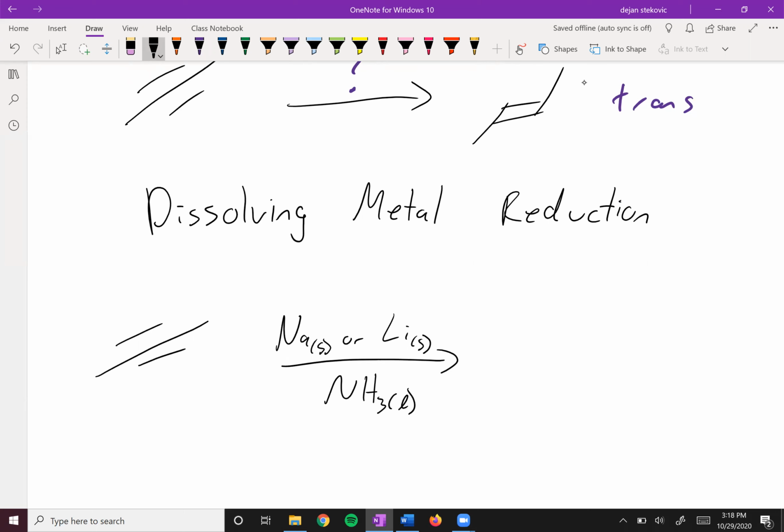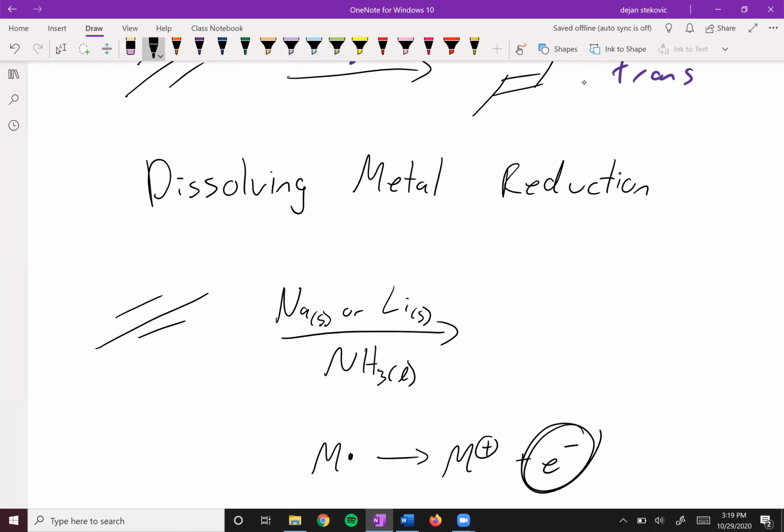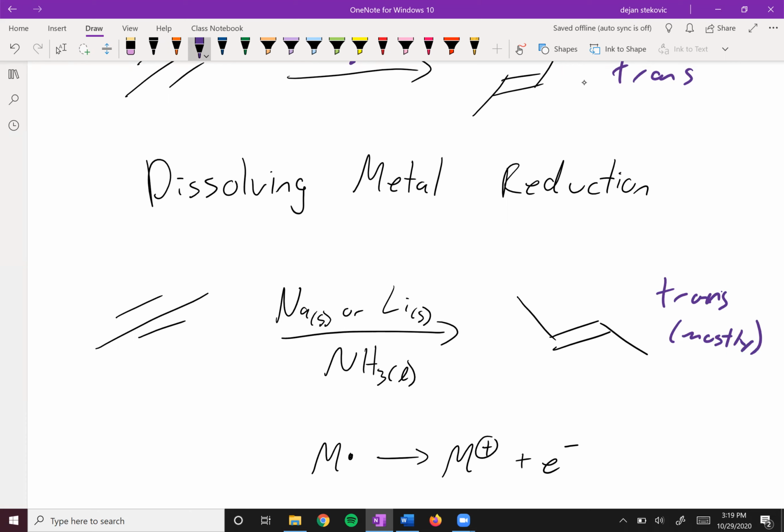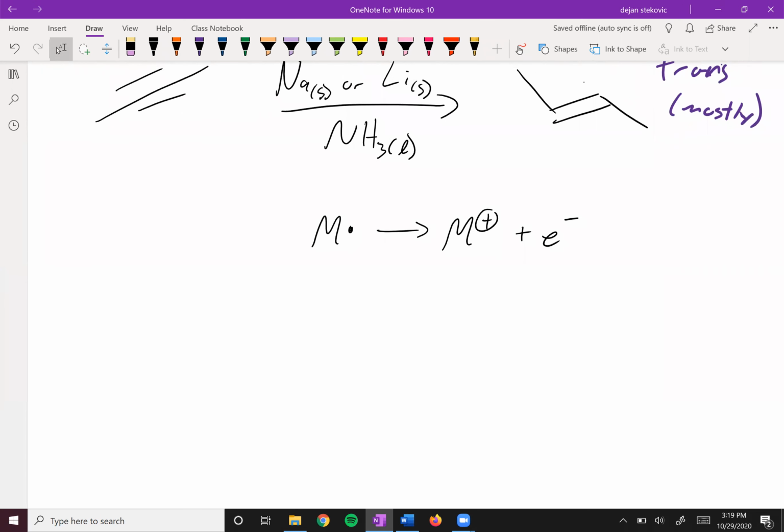Again, that's going to be very cold conditions, like -33 degrees Celsius. If you think about our sodium and lithium, these all have one valence electron and they're alkali metals, so they're very easy to give up this extra electron. And so they're going to go to M plus and leave this electron behind, and then this electron is free to reduce our alkyne to an alkene. And through the mechanism that we'll see in a second here, we'll end up with the trans product for the most part. Right, obviously going to get a mixture of the components, but your major product will be the trans one. And so let's go ahead and take a look at the mechanism here.